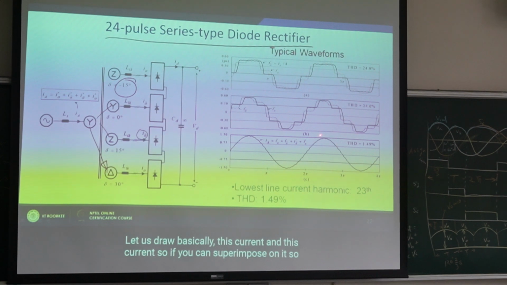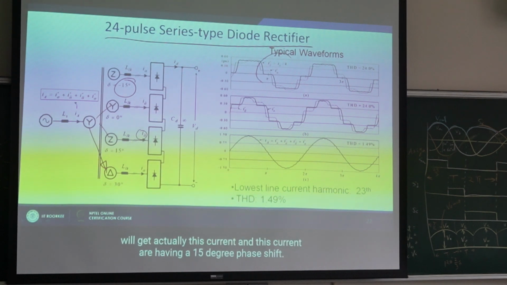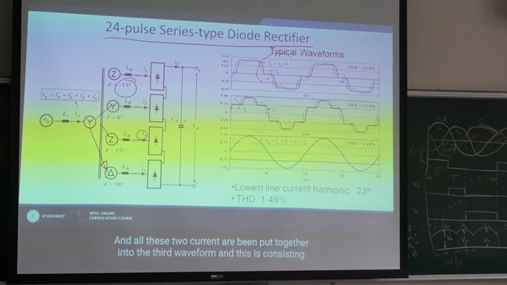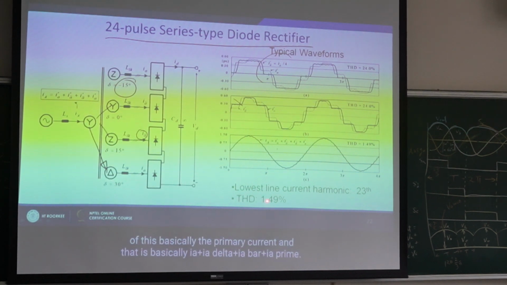The current is perfect, very close to sinusoid, and the harmonic on it is only 1.5%. This current and this current have a 15 degree phase shift. Similarly, this current and this current will have a 15 degree phase shift. They are put together, and these two currents are then put together into the third waveform, consisting of the primary current, which is basically 1.5%. That is Ia plus Ia delta plus Ia bar plus Ia prime.